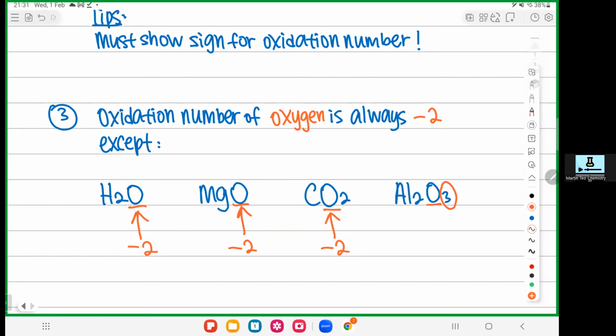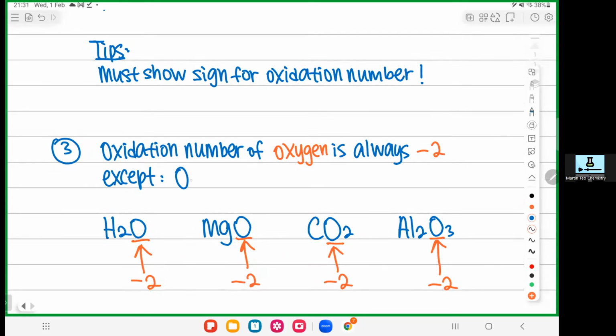You don't bother how many oxygen it has. You don't bother whether you have 1 oxygen, 2 oxygen, or 3 oxygen. All the oxygen, the oxidation number is -2. That's it. The quantity of oxygen is not important. No matter whether you have 1, 2, 3, or 11 oxygen, doesn't matter. All the oxygen, the oxidation number is -2. That's it.